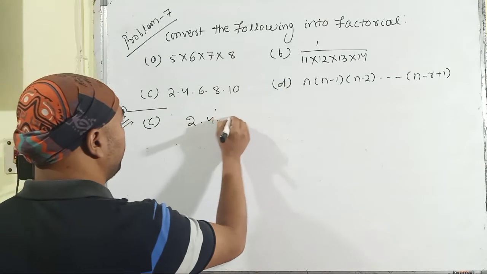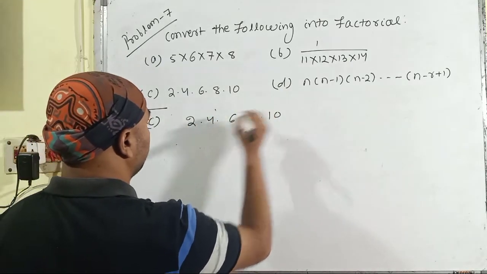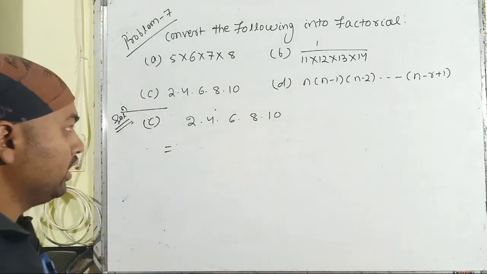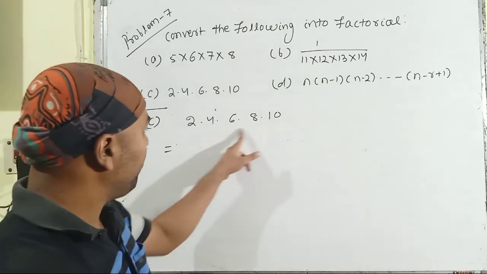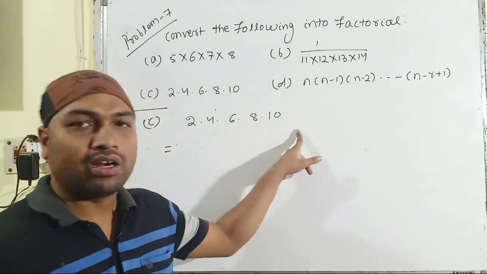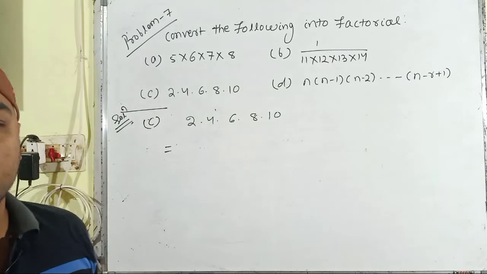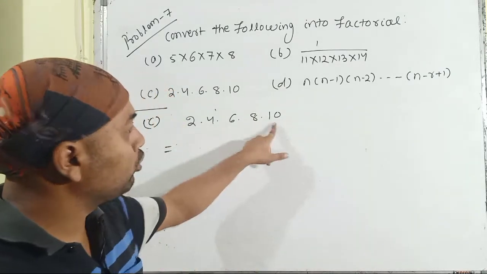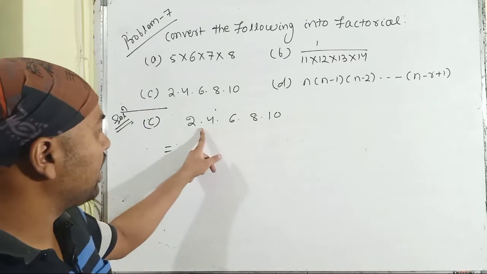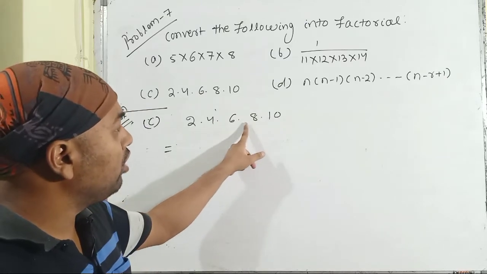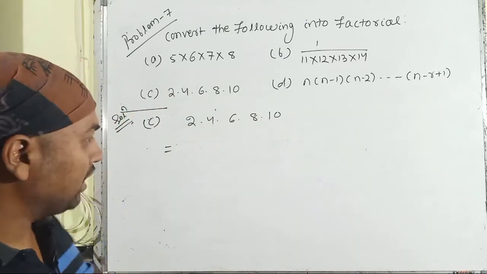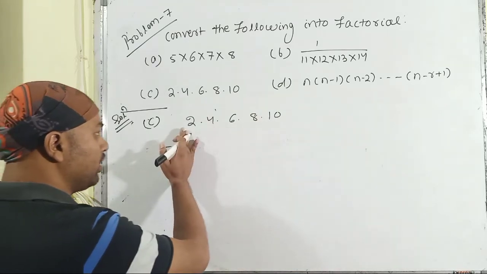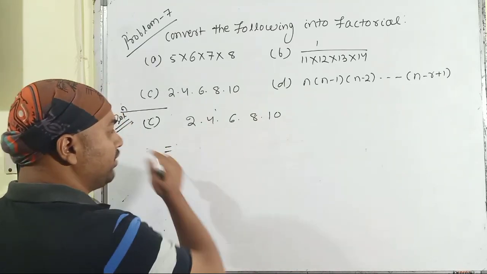Two multiplied with 4 multiplied with 6 multiplied with 8 multiplied with 10. You can see that all of the 5 digits are not in the form of a continued product. So we cannot express starting from 1 up to the last number because there is a gap. That means the odd numbers are omitted here. First of all, let us take a common 2 from all the 5 digits.